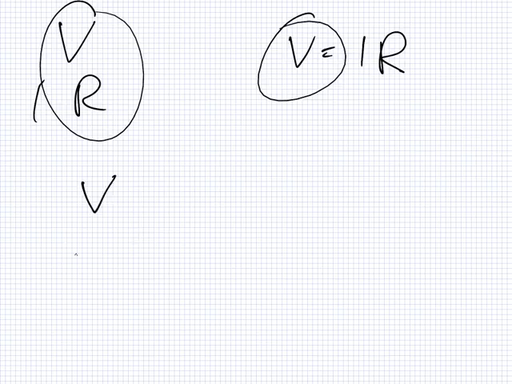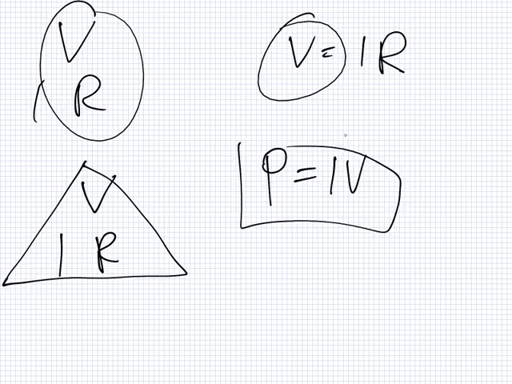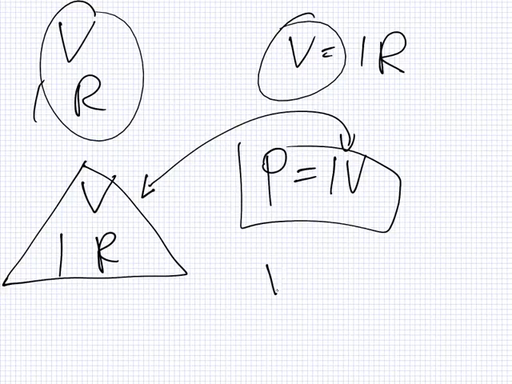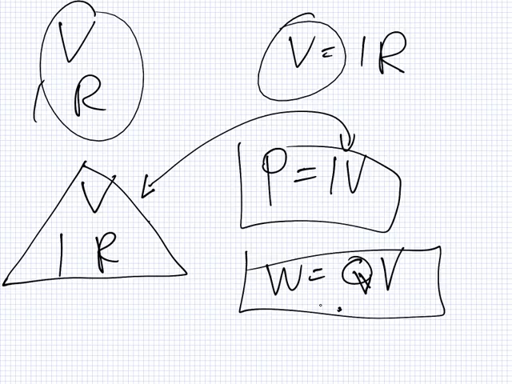So the two key ones to remember, I think, is the triangle, as normal, the formula for power, which is IV, but remember you can replace these with the triangle. And then the last one, the first one, the work, W equals QV. So these are the three ideas I want you to remember.